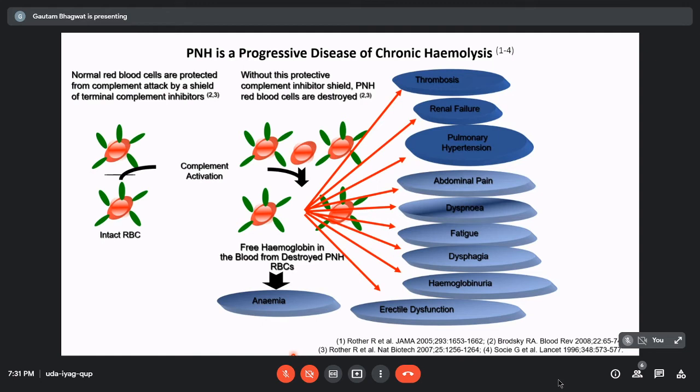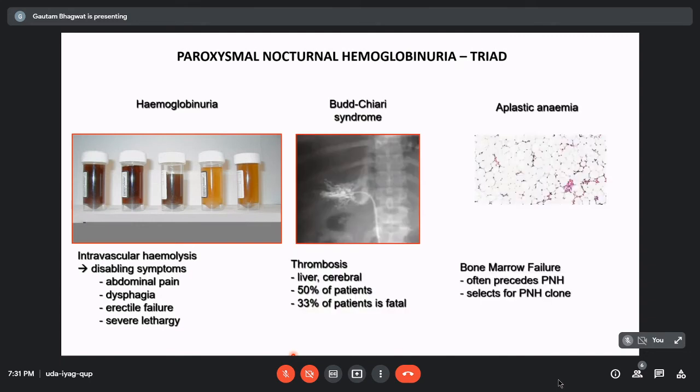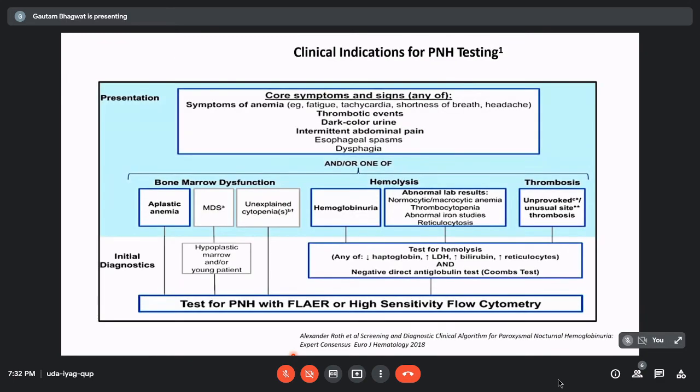But along with that, there are so many clinical features. Some have a significant impact on the survival, and most of these have a significant impact on the morbidity. There is a triad consisting of hemoglobinuria, thrombosis or Budd-Chiari syndrome, and aplastic anemia for paroxysmal nocturnal hemoglobinuria. When do we do PNH testing by flow cytometry? So first is the presentation of anemia, thrombosis, dark colored urine, intermittent abdominal pain, esophageal spasm, dysphagia, etc., along with a bone marrow dysfunction. Now bone marrow dysfunction can be in the form of aplastic anemia.